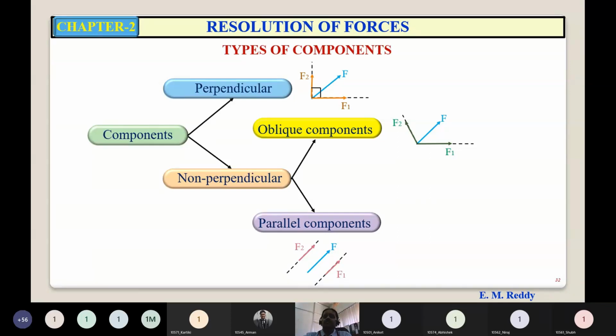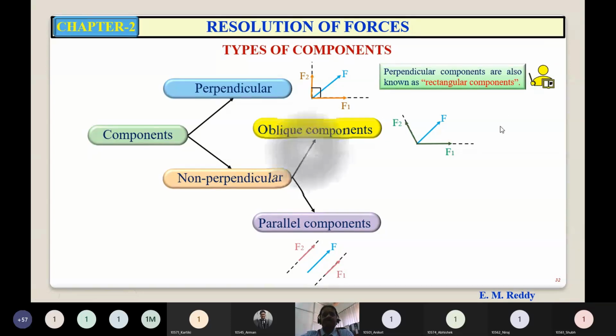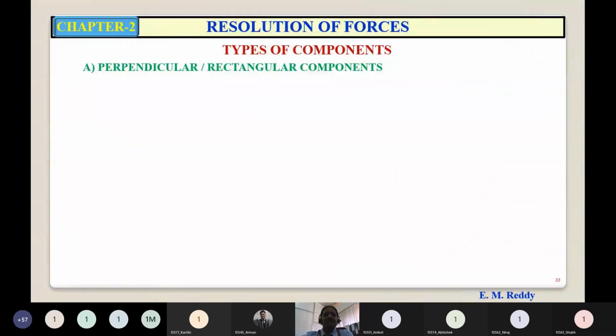So here the scope of our study is limited to the resolution of a force into two components, either two mutually perpendicular, oblique, or parallel components. These perpendicular components are also known as rectangular components. Now let us discuss in detail the perpendicular or rectangular components.